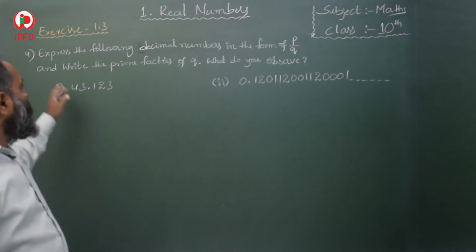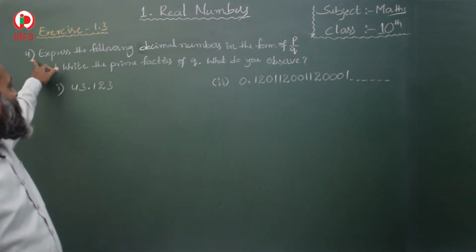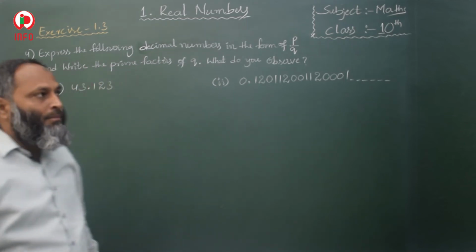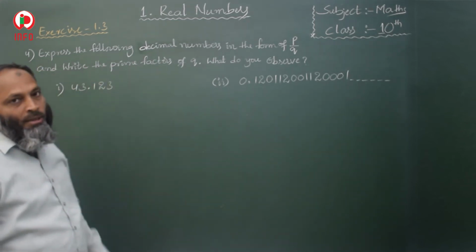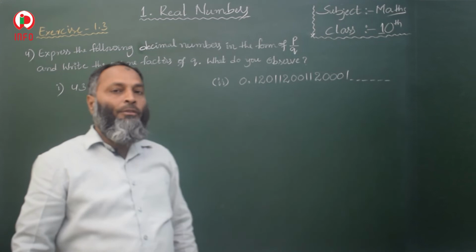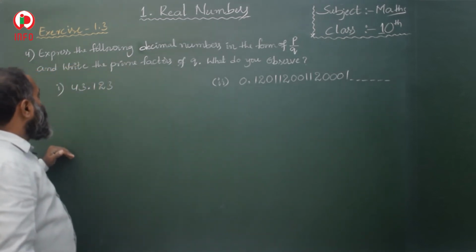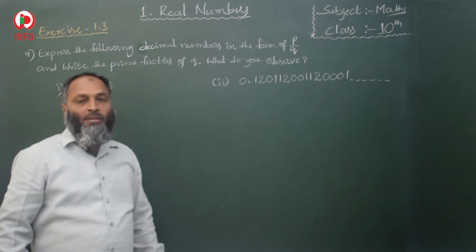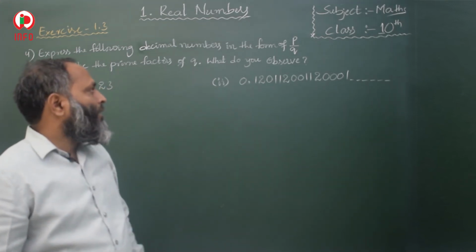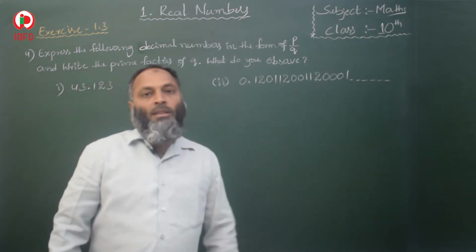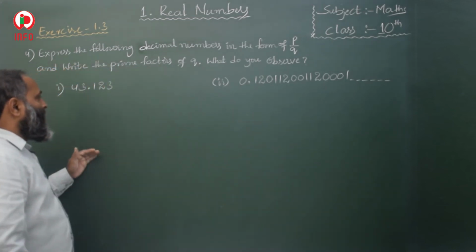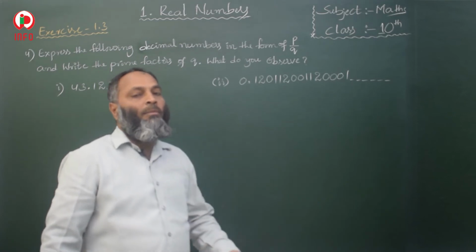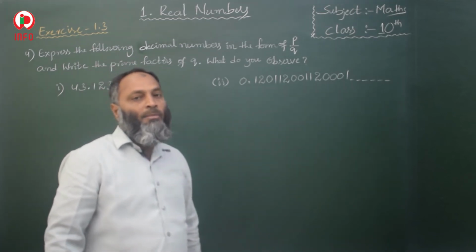Now the next question. So the fourth question, express the following decimal numbers in the form of P by Q. Some decimal numbers are given, so that decimal numbers we should convert into P by Q form. So then after that, write the prime factors of Q also. So what do you observe he is asking? In this some terminating decimals are given, some non-terminating decimals are given, and some are neither terminating nor non-terminating decimals.